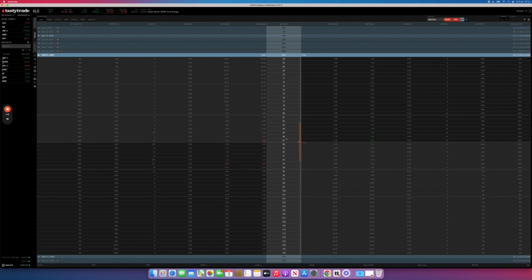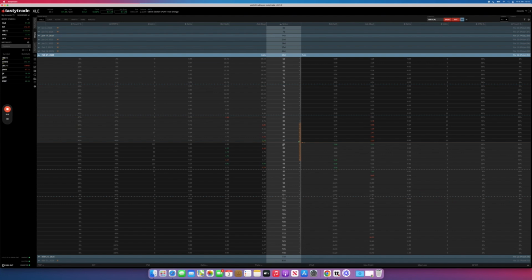We want to ensure we have a high probability of success. So what we want to do is use this vertical orange bar, which is the expected move, and that simply shows us what the expected move is of XLE over the next 49 days. So we're going to be writing contracts, and we don't want price to go anywhere near our contracts. We don't want price to breach our contracts.